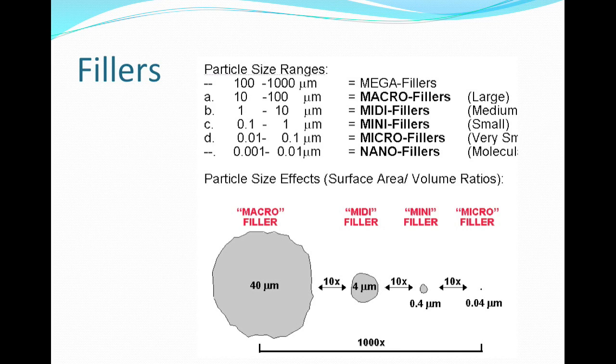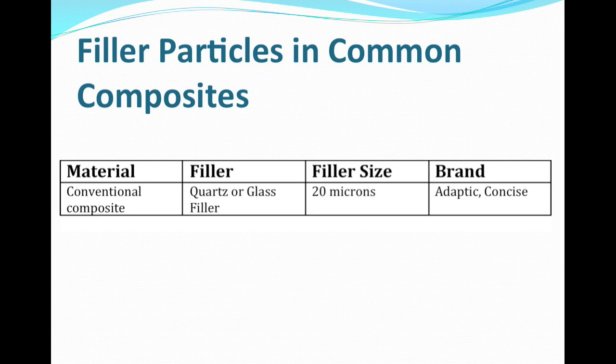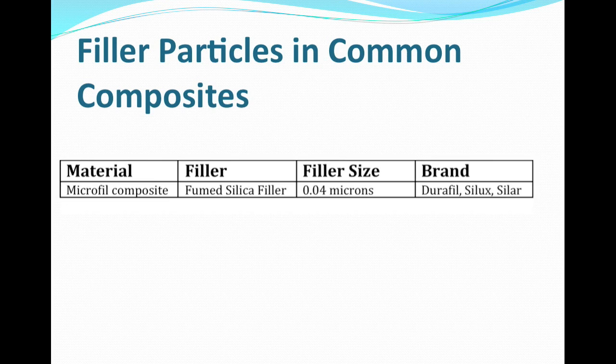It talks about, at the top half, all the different types of composites that there are, from mega fills to nano fills. Nano, of course, the smallest filler particles. And here are some examples of some common composites. If you look on the right column, you have the brand Adaptic and Concise, and these are composites that have quartz or glass filler, and they're about 20 microns in diameter. Adaptic and Concise are very common composites in the market.